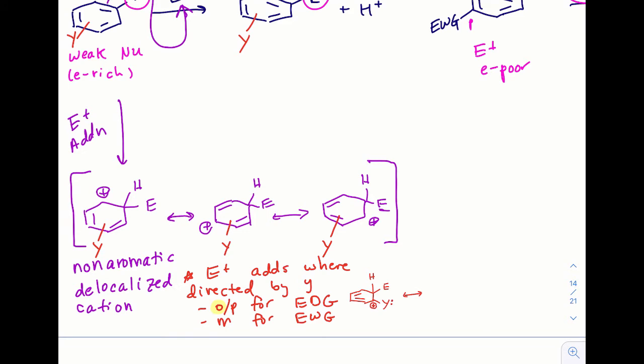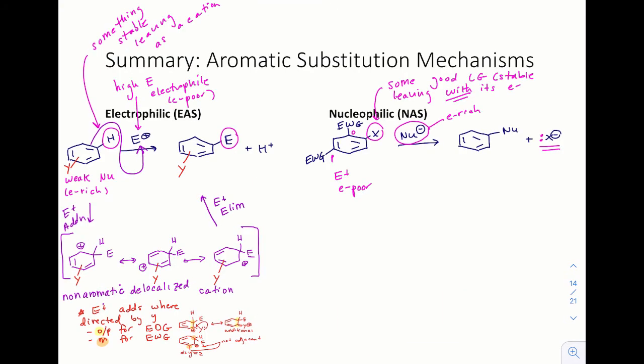For example, if Y is an electron donating group, it can stabilize this intermediate when E adds ortho or para, which I'm just showing here for the ortho. Whereas we understood the meta directing of the electron withdrawing groups in that these resonance structures for the meta intermediate kept the partial positive charge of the electron withdrawing group as distant from the partial positive charges on the ring as possible.